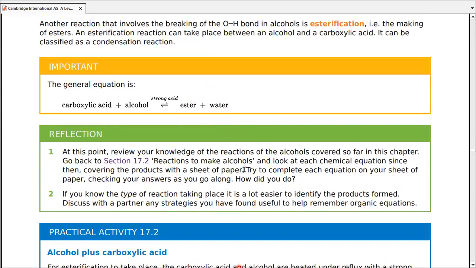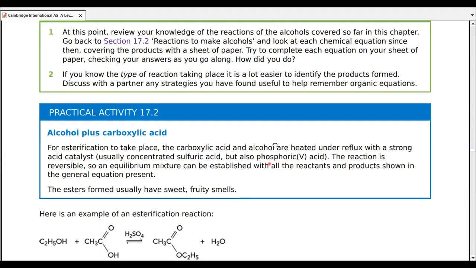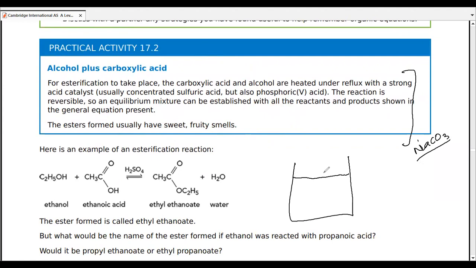You can do it as a practical activity, and it is going to give you a sweet, fruity smell. Remember, this practical activity was present back in IGCSE, and we used to use sodium carbonate to have a layer of ester on the very top of water so that it's easier for us to detect it with its fruity smell, because the smell is not very strong and it fades really quickly.